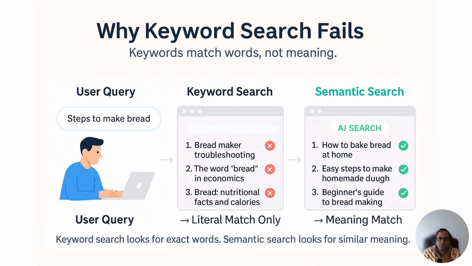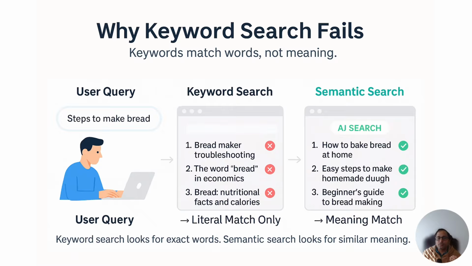Let's start with something simple. Imagine you are searching for something like, steps to make a bread. That's a very human way of asking a question. Now, if you type this in a traditional keyword-based search engine, it only looks for exact word matches or something similar, like bread, steps, make. It actually doesn't understand what you mean. So you might get results like bread nutrition facts or the word bread in economics. The words match but the meanings don't.